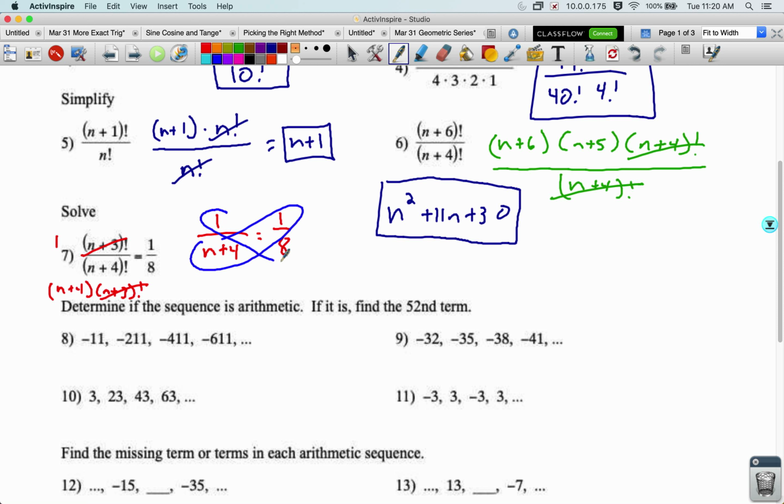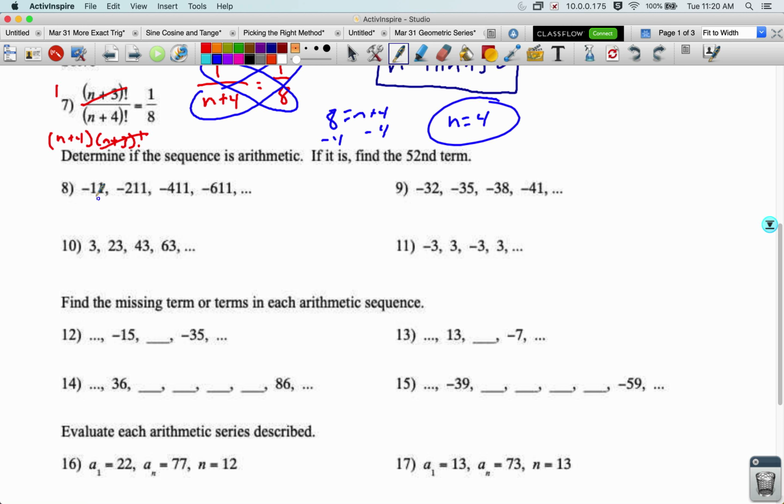Okay. Determine if the sequence is arithmetic. If it is, find the 52nd term. So if it's arithmetic, there should be a common difference here. What's the difference between these two? That looks like a minus 200. But then this right here, that's also a minus 200. Okay, so this one is arithmetic. Subtracting 200 each time. So can we find the 52nd term?